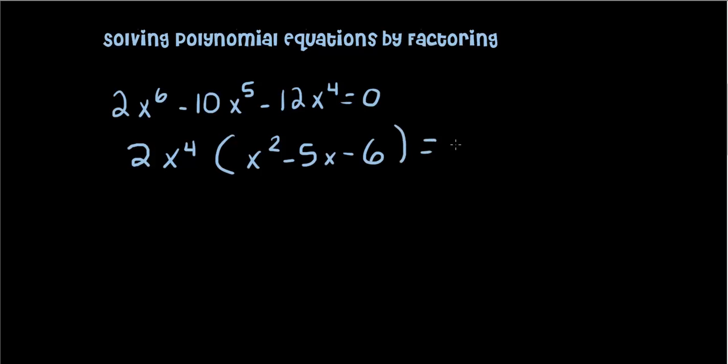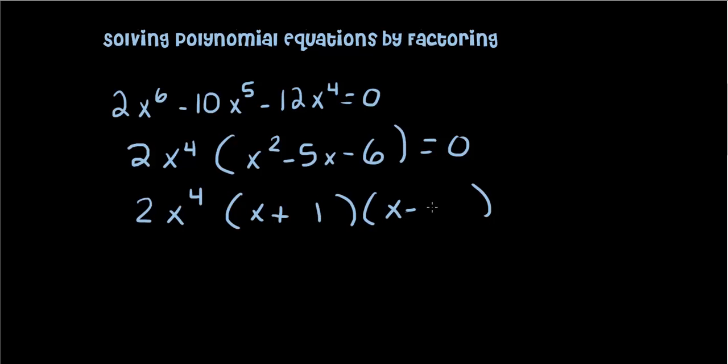And then we're going to make this equal to 0. And then we can factor this. So basically we're looking for factors of negative 6. The sum is negative 5. So I know that it's going to be a positive and a negative because that's the only way that I can have a negative here. So it's going to be 1 and negative 6, because 1 times negative 6 gives me a negative 6, and 1 minus 6 gives me a negative 5. And then I'm going to make this equal to 0.